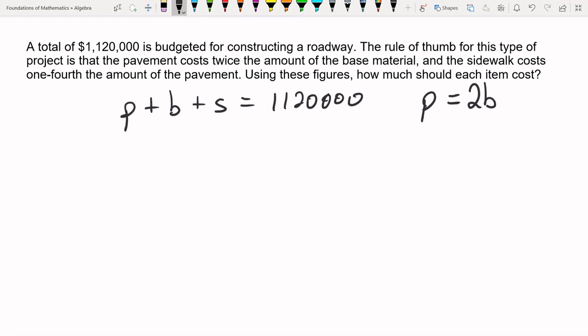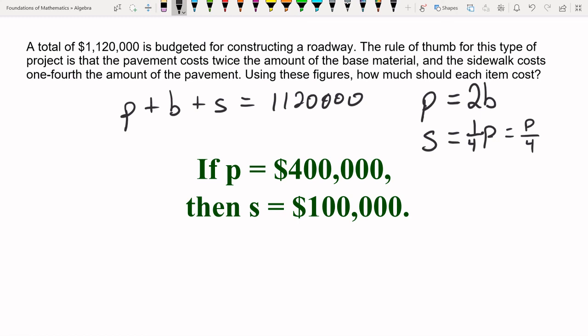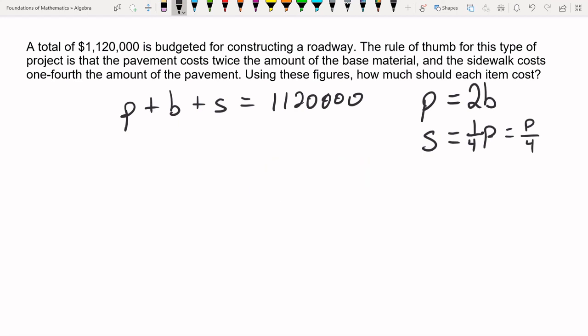Now we also know that the sidewalk costs 1/4 the amount of the pavement. So 1/4 P, 1/4 times P. You could also say this is P over 4, but I'm going to leave it as 1/4 P because I think it's going to be easier to work with. So if the pavement costs $400,000, then the sidewalk would cost $100,000. It's just 1/4 of whatever that is. I'm just giving you examples to make sure you understand the relationship there.